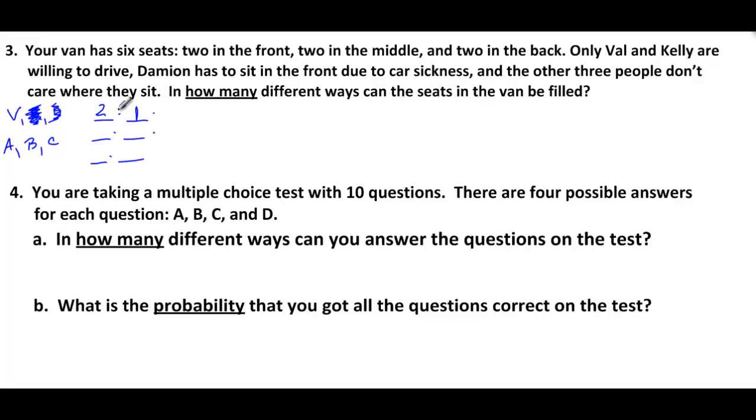So now I have the driver, I have the person who's sitting in front, and it says the other 3 people don't care where they sit. Well, if Val said she would drive, she's either going to drive or sit somewhere else. These 3 people don't care. So now I have 4 seats and 4 people. It doesn't matter where you start. I have 4 options for this seat, then 3, then 2, then 1. Again, it doesn't matter what order because we're just multiplying. This would be the same if I would have done something like this.